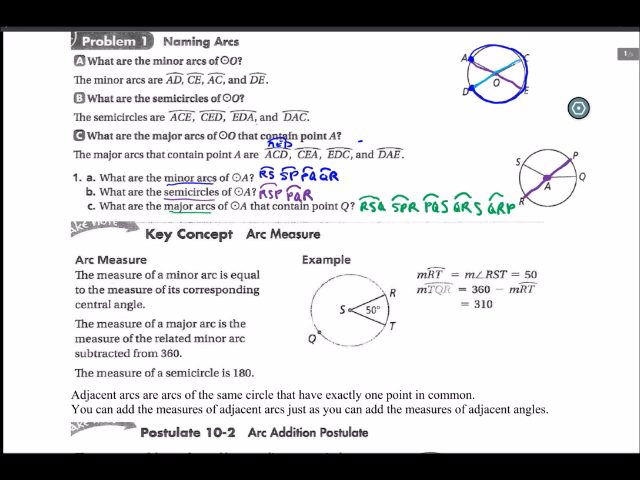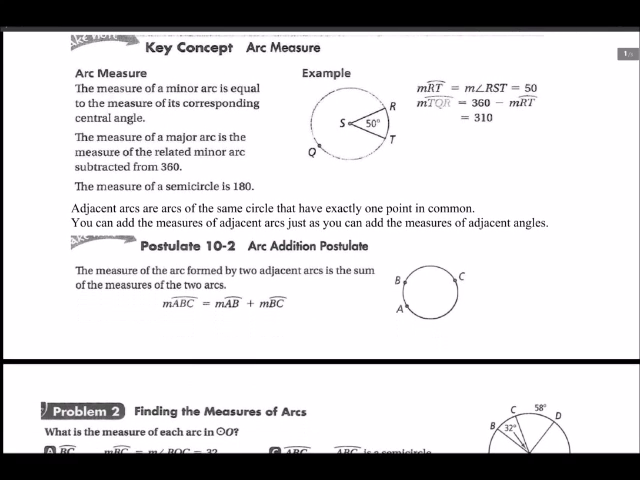Okay, so we've got circles and diameters and radii and arcs. That belongs over here. What are we going to do with this? We are going to do arc measure. Okay, what is the measure of the arc? The measure of a minor arc is equal to the measure of its corresponding central angle.